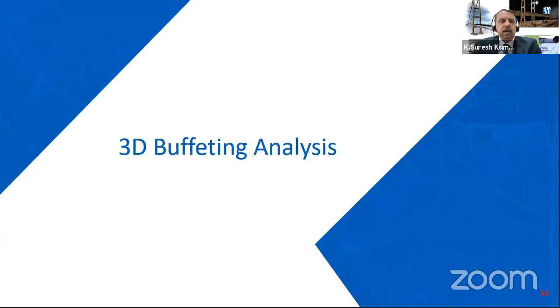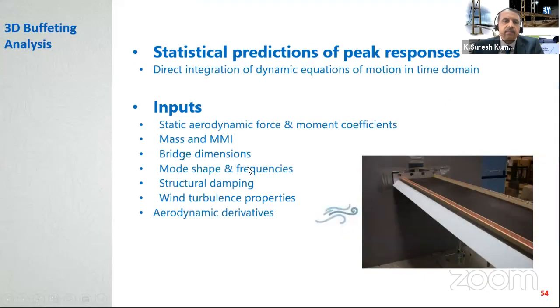Okay, the last item is 3D buffeting analysis. So far, we have found a stable section based on the sectional test, initially starting with the desktop assessment followed by the sectional test. We found the static coefficients and the slope, and we also found the aerodynamic derivatives. So we already have lots of information from the section model test, which can be utilized for 3D buffeting analysis.